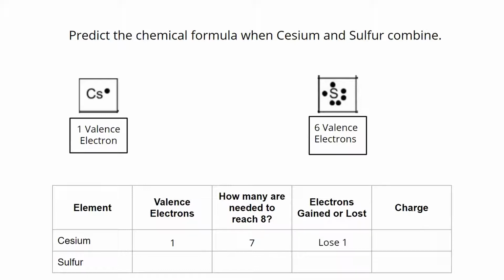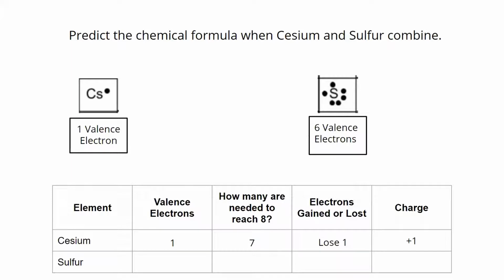So we know from the atom builder that atoms are neutral, meaning that they have equal numbers of positive protons and negative electrons. So in this case, since cesium, when it bonds with other elements, wants to lose 1 valence electron, now it has 1 less electron than it does protons. So this means that cesium is going to have a charge of +1 because it has 1 more positive proton than it does electrons.